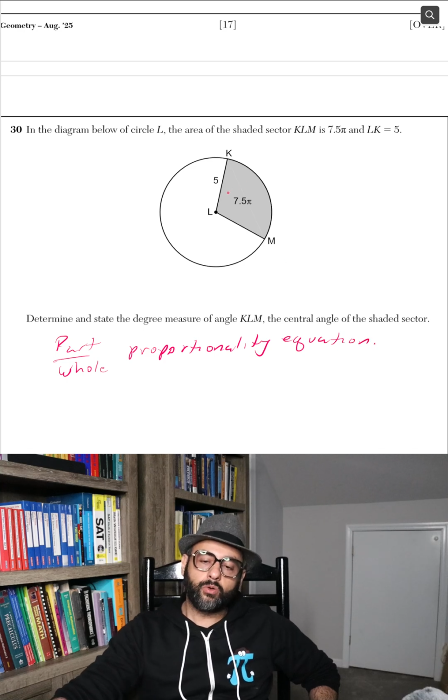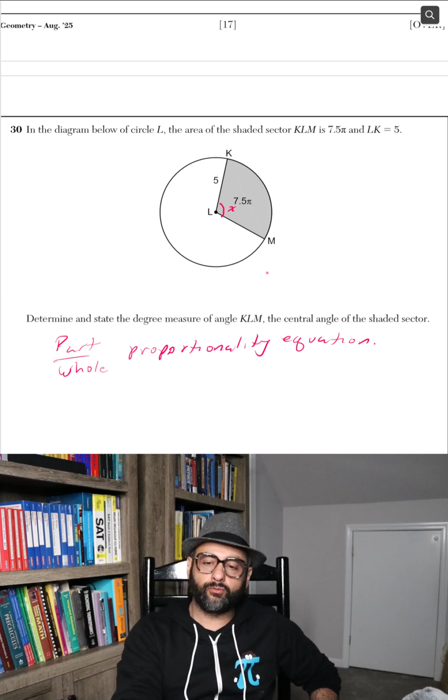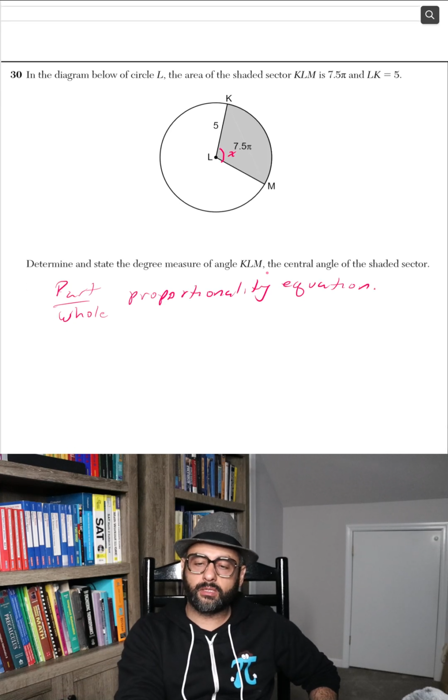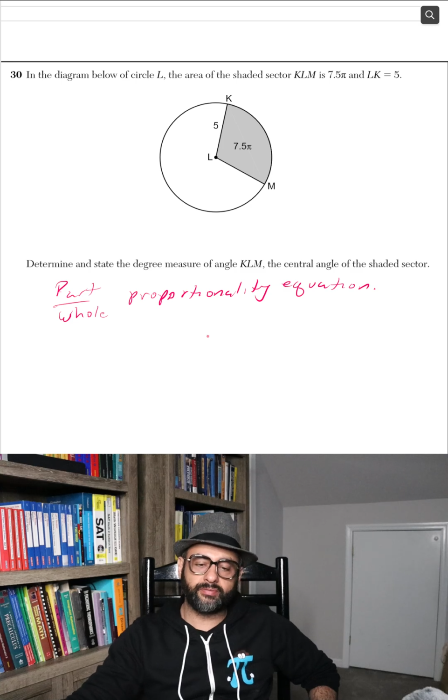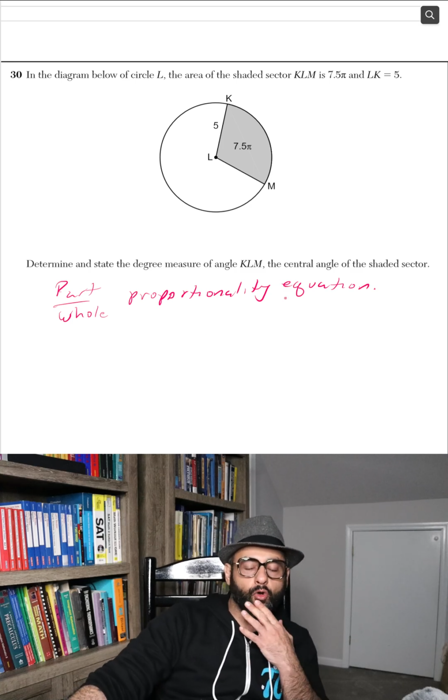Okay, so this angle, I'm going to call this X, that we're looking for. Well, actually, we have the measure of angle L. Let's just use the measure of angle L. So what is the part over whole proportionality equation?